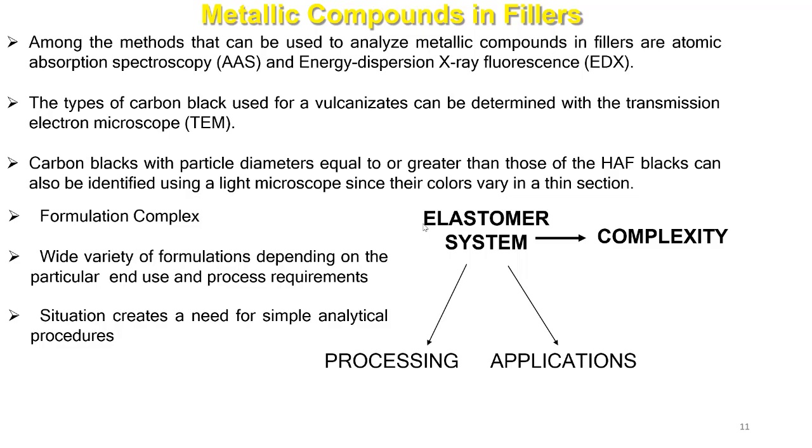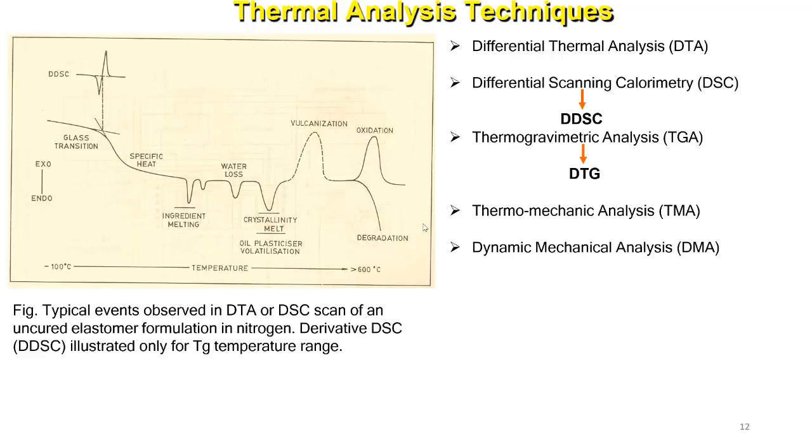So then metallic compounds in the filler can also be processed, and from the thermoanalysis detection we can get an idea about at what temperature the different components of the material are getting degraded. First there will be a glass transition temperature, then some of the ingredients will melt at some temperature, then water loss will occur, then crystallinity melt will occur, which is for oil plasticizers and vulcanization. Then vulcanization will happen, and then oxidation or degradation will happen in a particular elastomer sample.